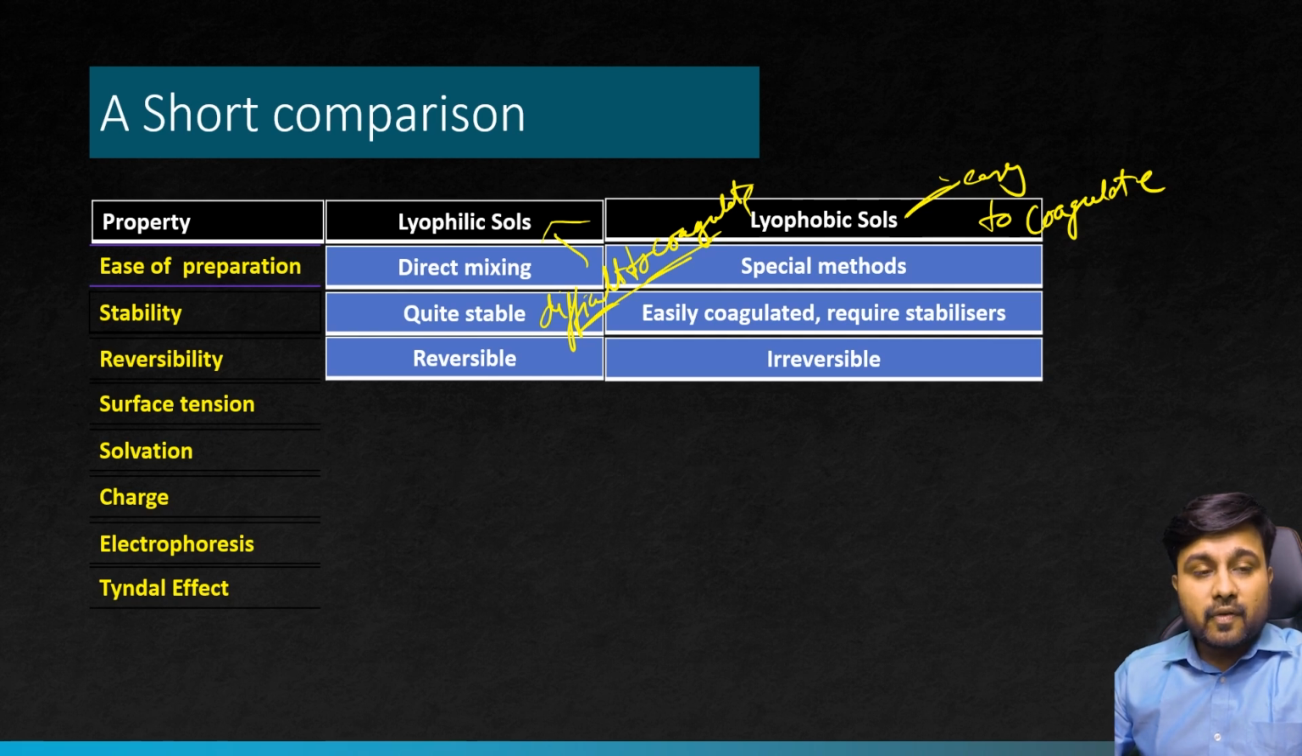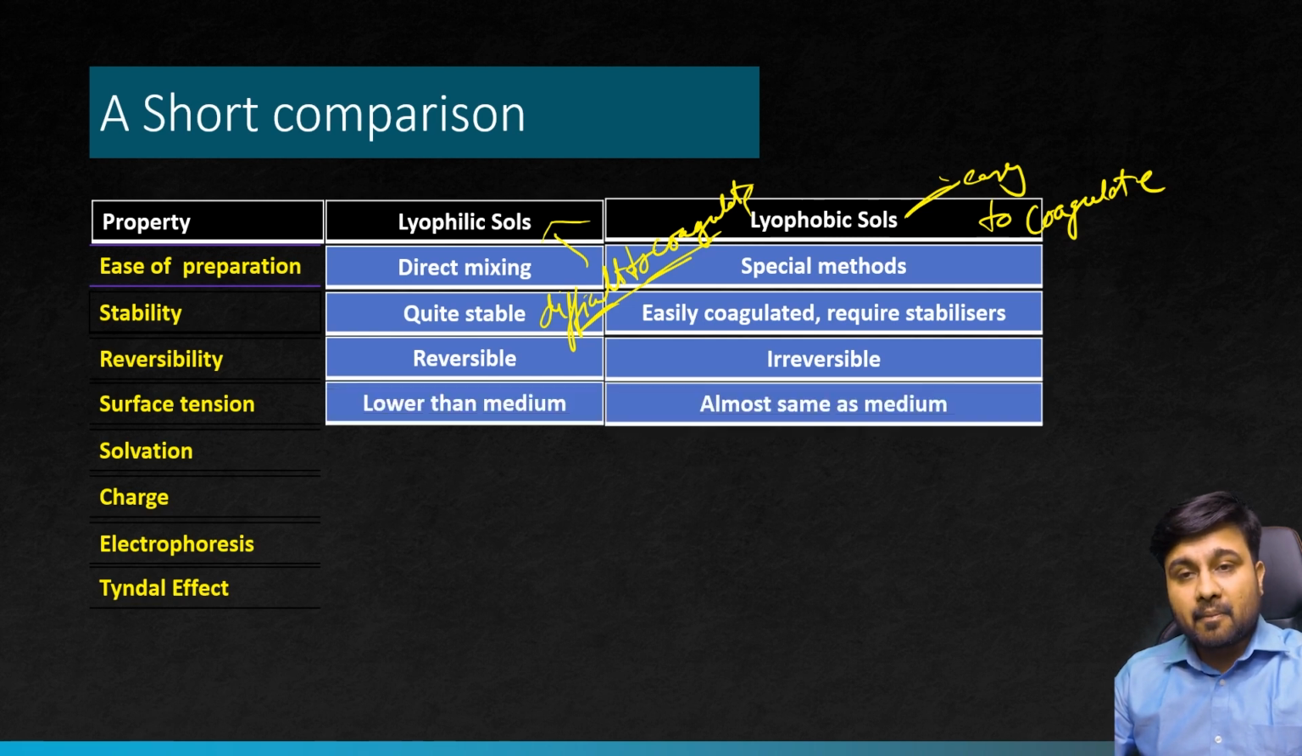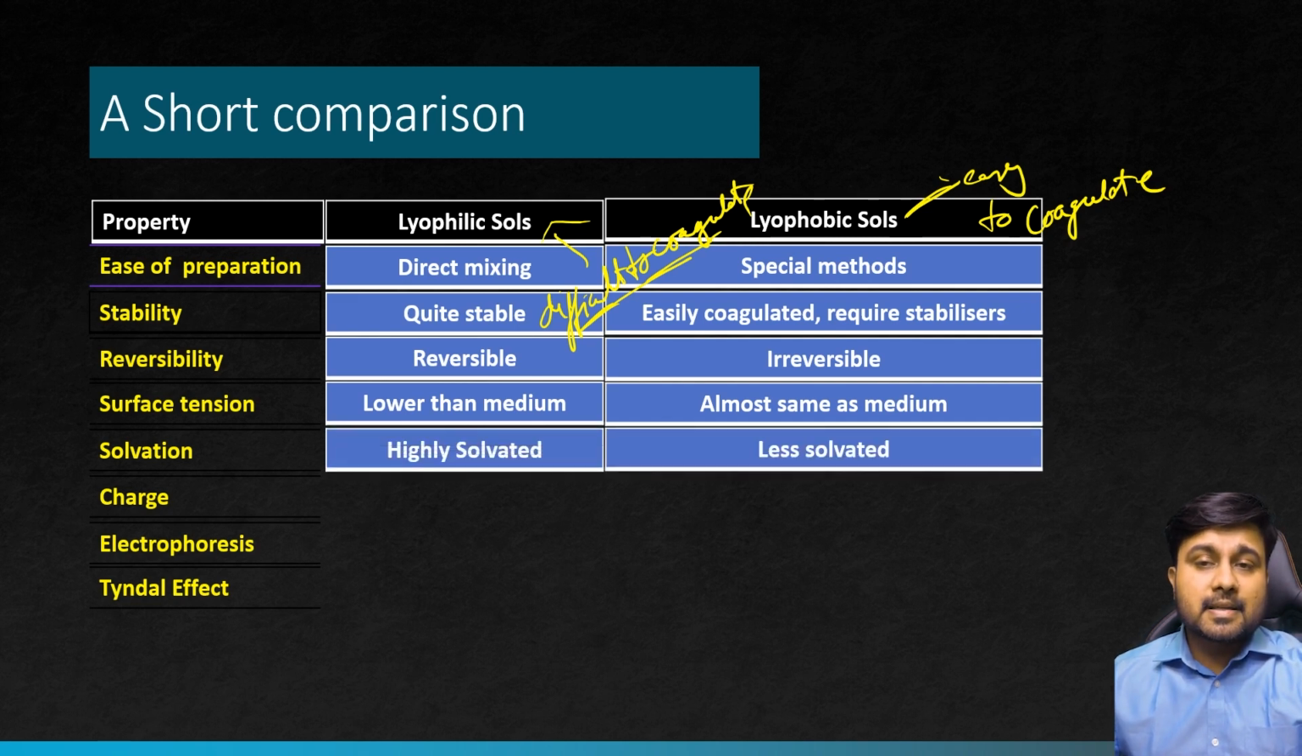Then the surface tension of a lyophilic colloid is generally lower than the original dispersion medium, whereas that of a lyophobic colloid is almost the same, there is no difference. But in lyophilic, because there is attraction between the particles, the surface tension is a little bit less. Because in a lyophilic colloid the dispersed phase particles like the dispersion medium, those particles will be highly solvated.